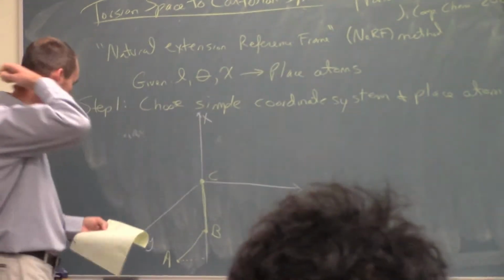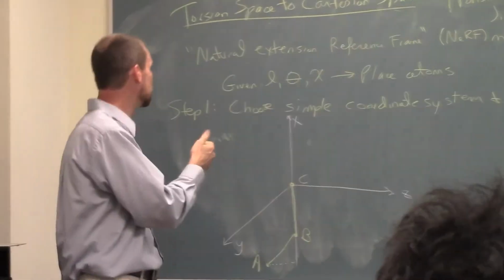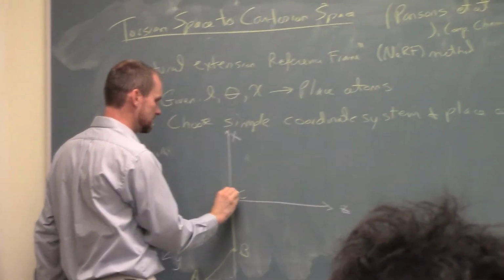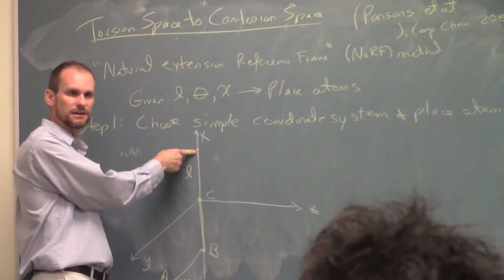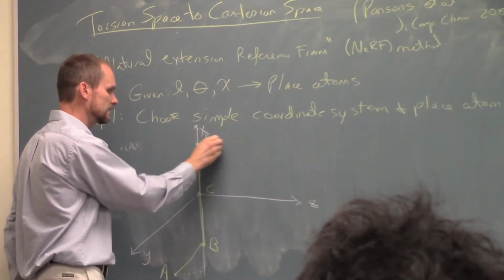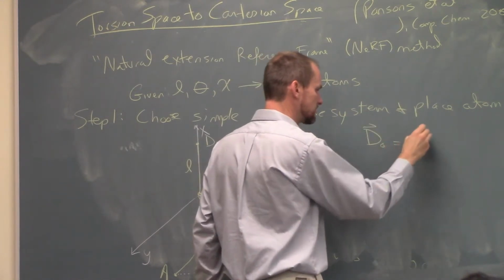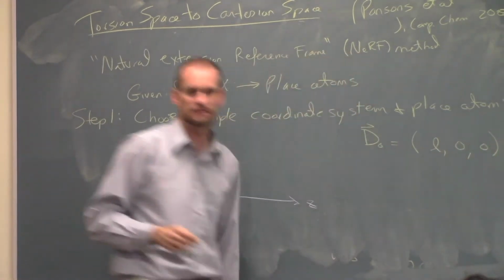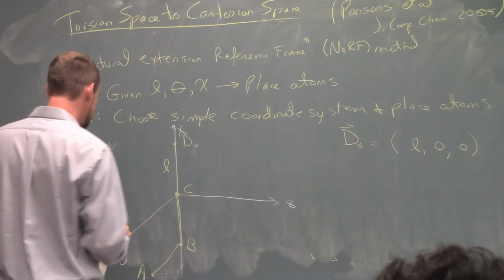Okay, so how are we going to do that? Let's see. One easy way to do it is if we know the length and theta and chi, if we just take the length into account, and we take this bond and we keep going, we can put it along the x-axis. So we're going to call that D0. So D0 is going to be (L, 0, 0). That's easy enough to do intuitively. We're just going to go with the length L along the axis.